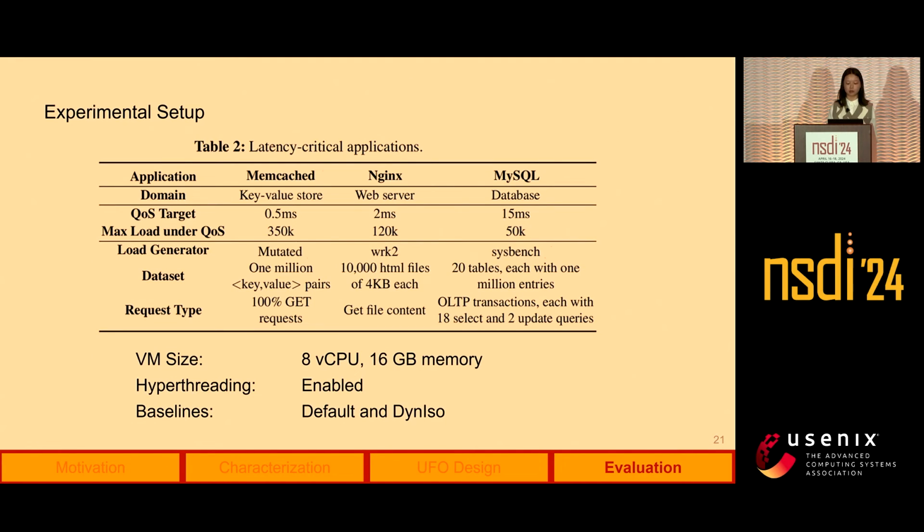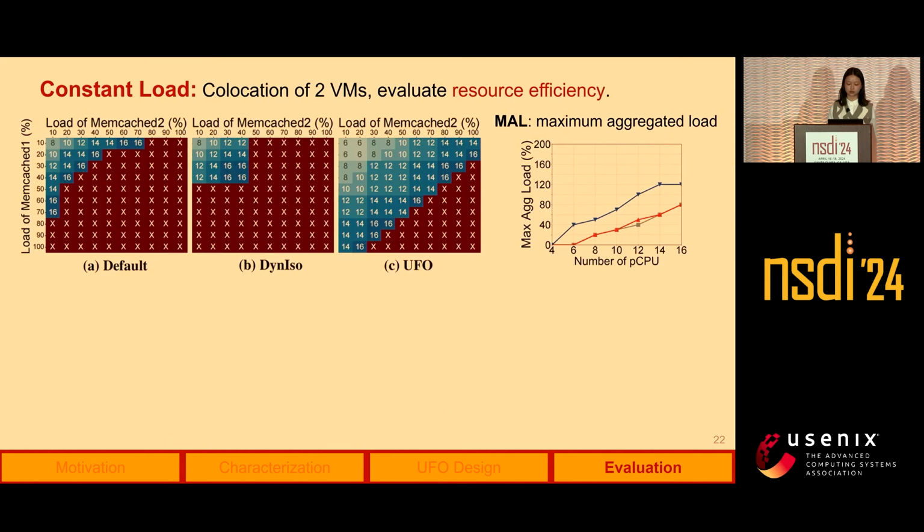We evaluate memcache, nginx, and memcycle in different collocations. The parameters are shown in this table. Note that we enabled hyperthreading, so the core adjustment is always in steps of 2. We choose default and dynamic ISO as the baselines.